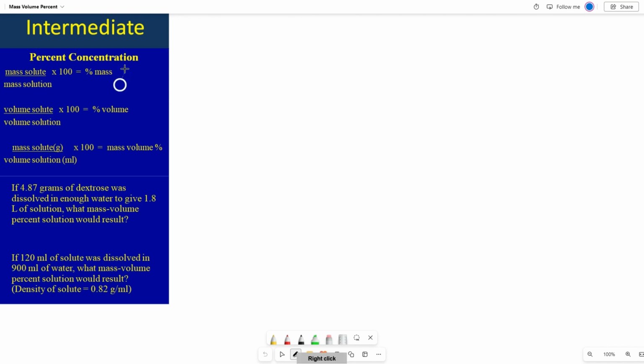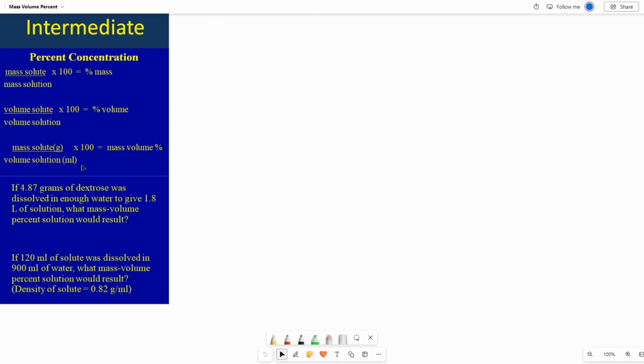All right, in previous videos, we looked at how to calculate mass percent for a solution and volume percent for a solution. Now we're going to take a look at the last one, mass volume percent. Of the three, this is the only one where you must have specific units. Your mass of solute must be in grams, and your volume of solution, which is solute plus solvent, must be in milliliters. For the other percents, mass percent and volume percent, you could have used any mass units or volume units. You've got to be very specific with this one. Solute in grams, solution in milliliters.